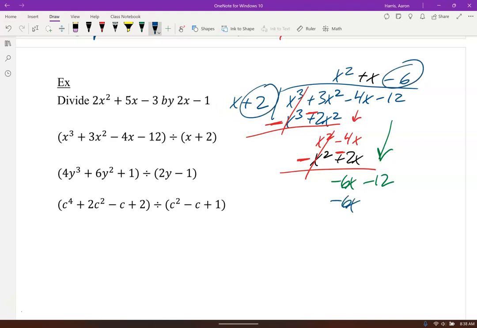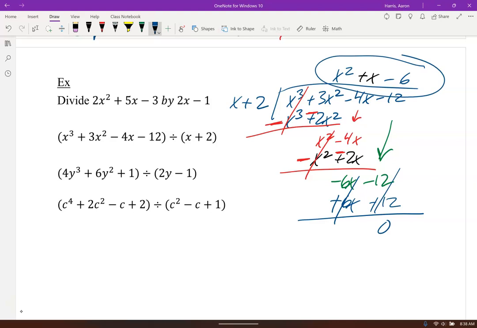Negative 6 times 2, negative 12. And don't forget, change both signs. Gone. And it looks like that's gone. I got no remainder again. So here's our answer: x squared plus x minus 6.